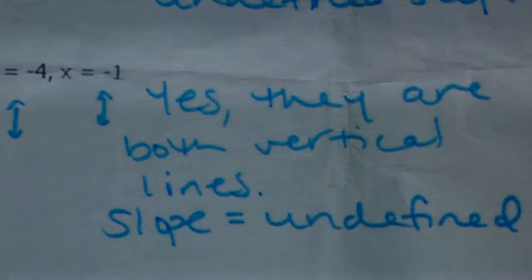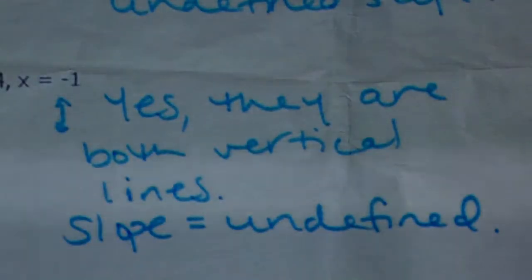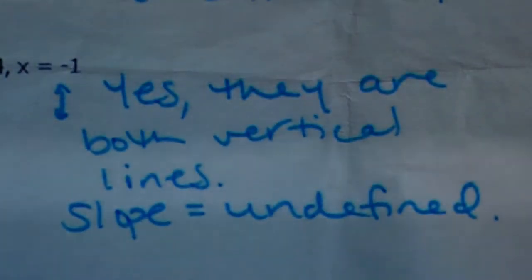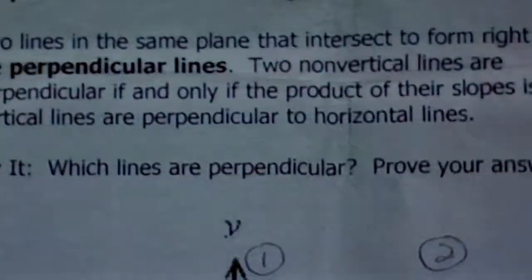So that's parallel. Parallel lines, same slope. In a nutshell, that's what it is. Now, this other topic of perpendicular. So this is a little bit different. And it's probably been a while since you've talked about perpendicular lines, is my guess.